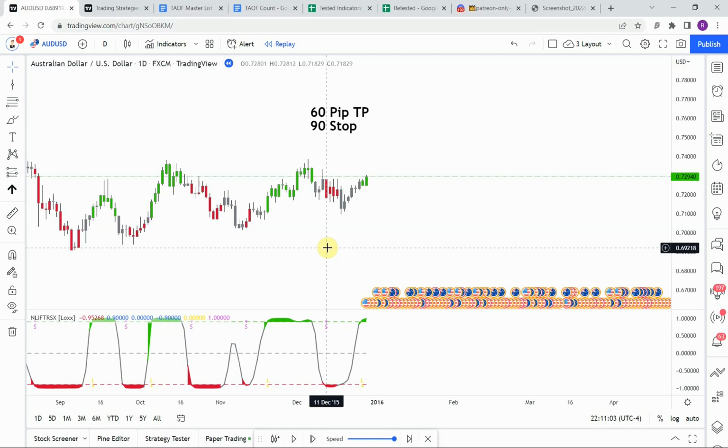Today we will be testing the no lag inverse Fisher transform of the RSX.